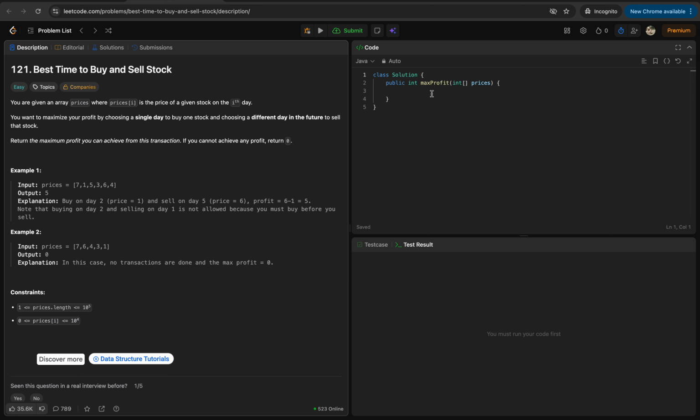Okay, so the brute force approach for this would be that we find all possible pairs in this array. For example, first pair is 7 1, second pair is 7 5, then we have 7 3, and so on. And then we'll start from 1 5, then we have 1 3, then we have 1 6, and at last 1 4.